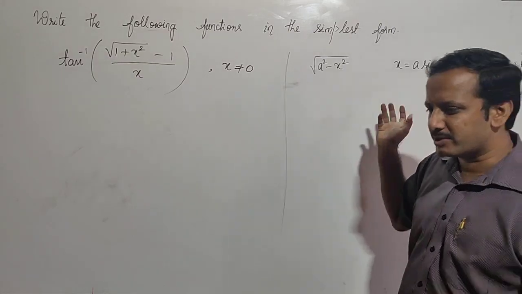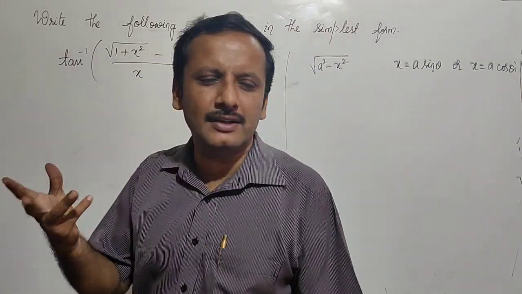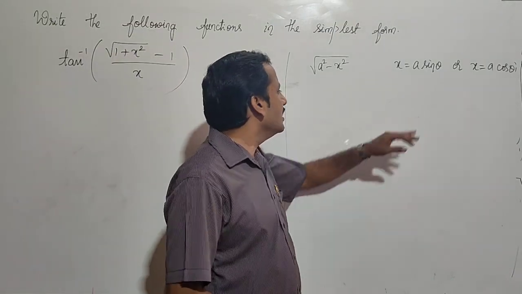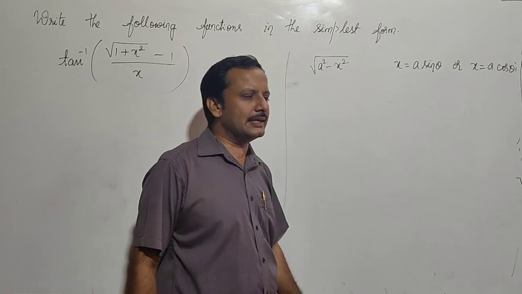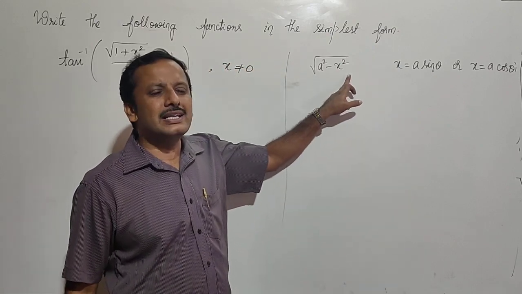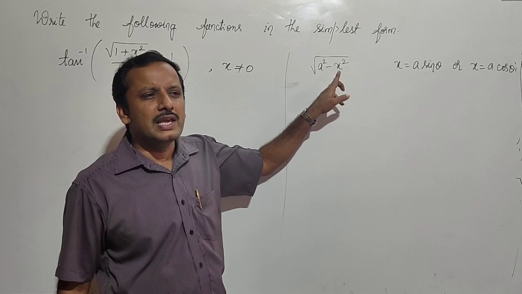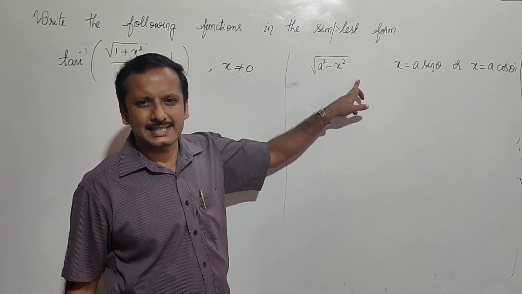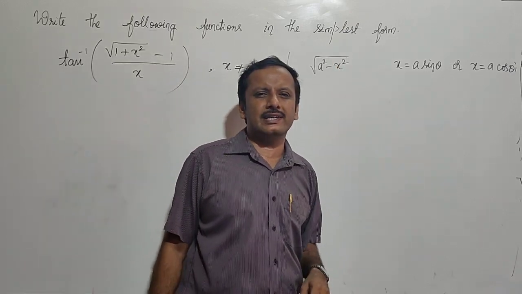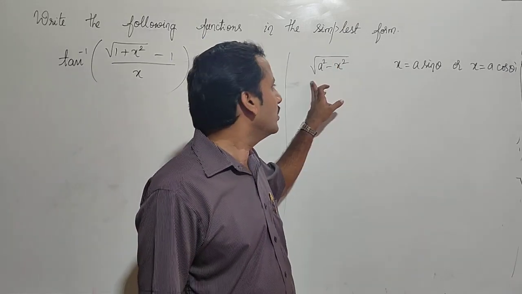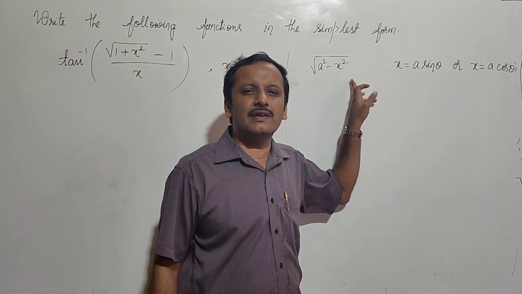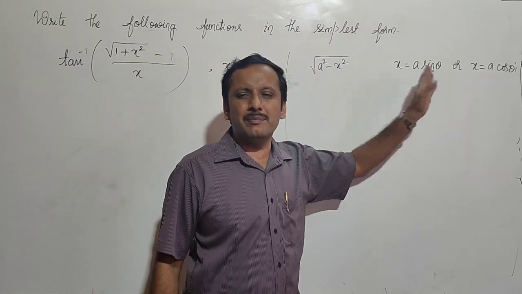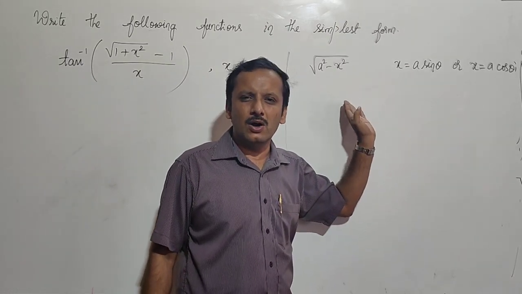So why are we making this substitution only? Why not tan theta or cot theta or secant theta, etc.? Because if I take x equal to a sin theta, then we have a square minus a square sin square theta. If I take a square as common, you will have a square into 1 minus sin square theta. 1 minus sin square theta is cos square theta. Root of a square cos square theta will become a cos theta. Then the simplification will be easy. Similarly, the same thing will happen if I substitute a cos theta also.